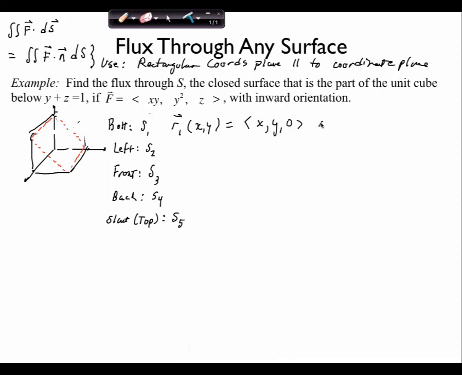And then what is our N for that? Say N1. The unit vector, and we want inward orientation, right? So we want the unit vector orthogonal to that plane so that it points inward into the closed surface. So what would that be? You want 0, 0, 1. Agree with that? Good.